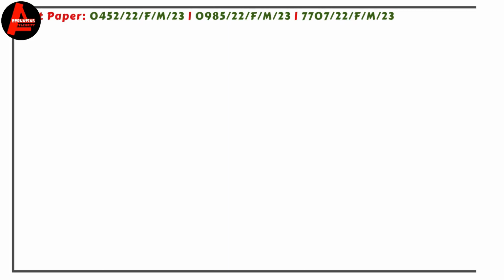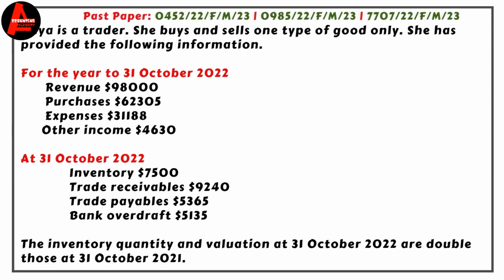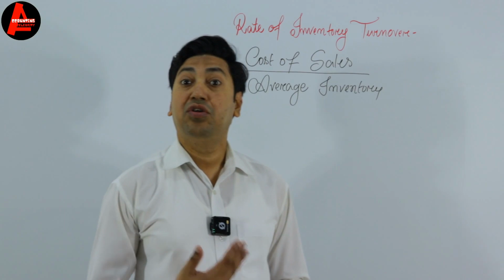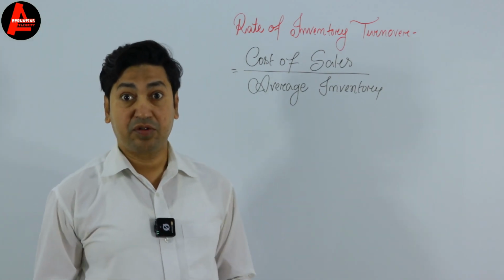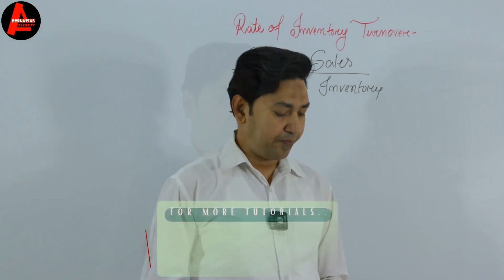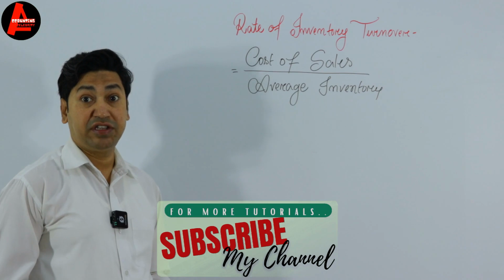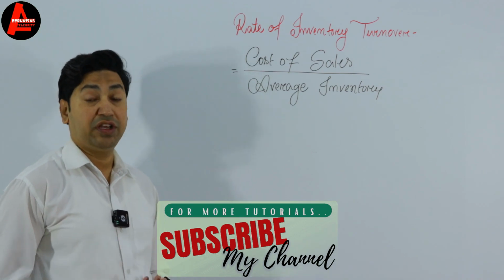Okay, then we have an adjustment. The inventory quantity and valuation at 31st October 2022 were double those at 31st October 2021. Okay, so this will help us to calculate our opening inventory, because here on the question we have closing inventory only. It is $7,500. Okay, now first of all we will calculate our cost of sales. Here on the question we see there is no cost of sales, so we need to calculate.